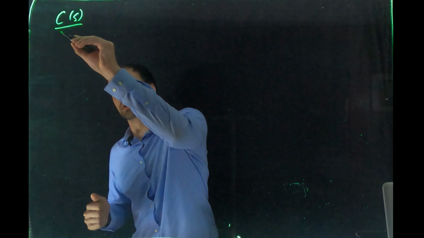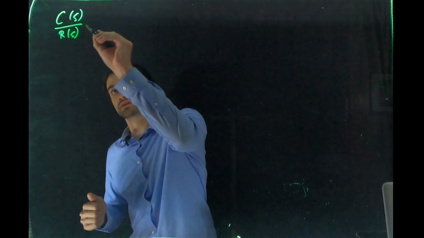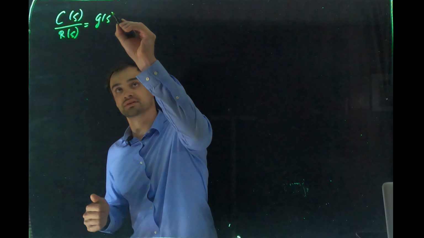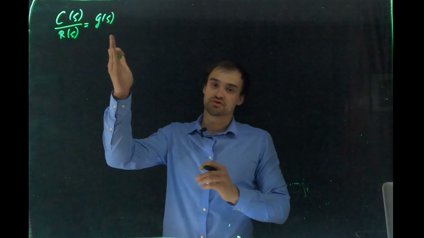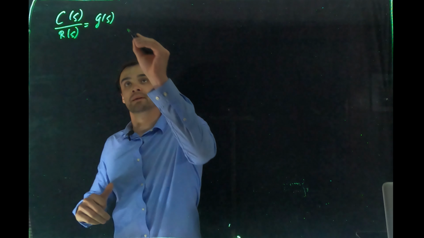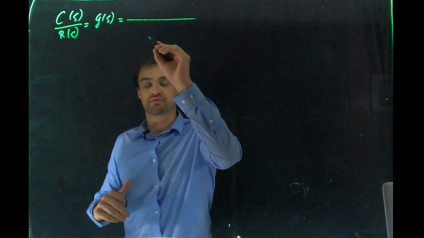Welcome back. Today's topic is going to be about transfer functions. Transfer functions can be written in a form like C of s over R of s is equal to G of s. Capital G is usually used for transfer functions. And then the numerator and the denominator.